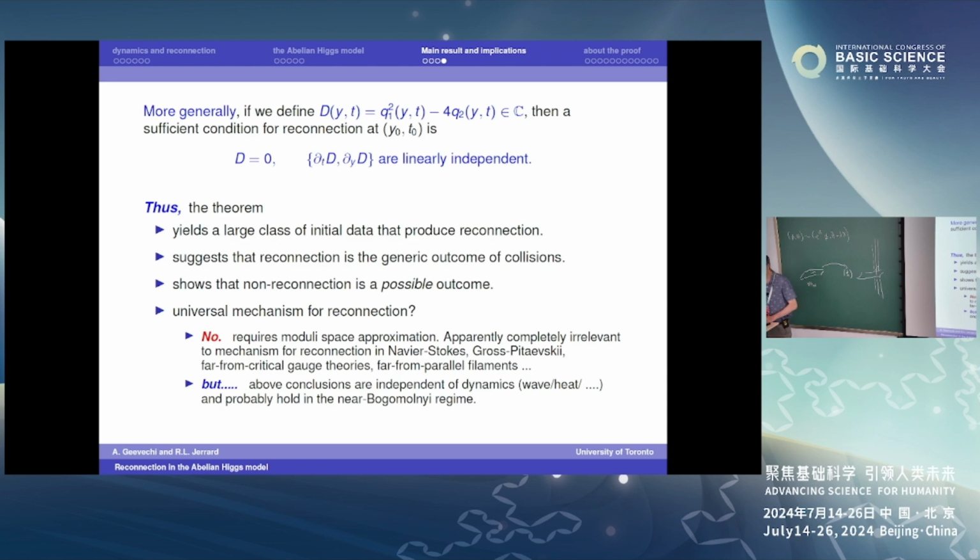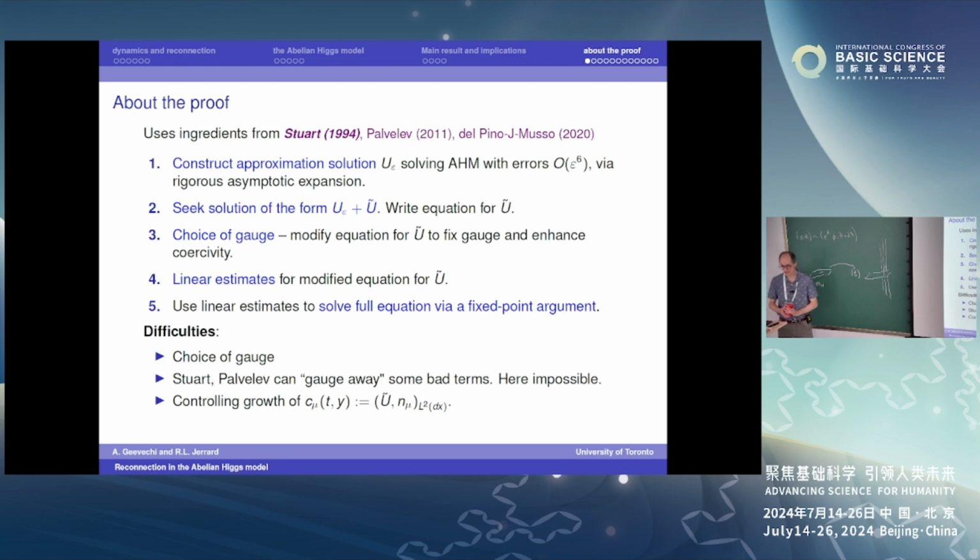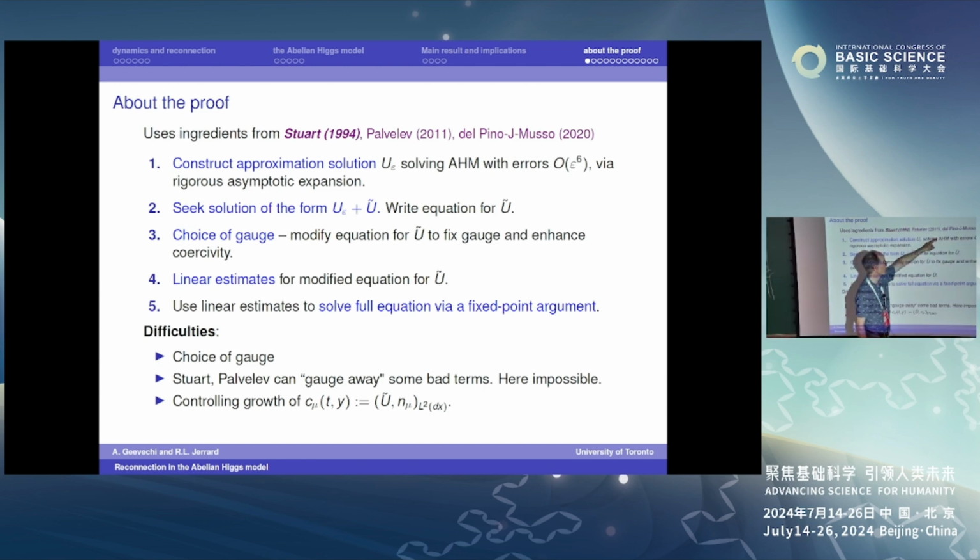So, okay, in the remaining time, I'll talk briefly about the proof. I'll try not to finish too late, so we can get back to the closing ceremony if we wish. The proof uses ingredients from a prehistory, Stuart, Pavlov, and it was also informed by work of myself with Zelpino and Musso. The strategy we'll use is a kind of gluing or a Lyapunov-Schmidt reduction procedure. We construct an approximation which solves the Abelian Higgs model to a very high order via essentially a rigorous asymptotic expansion. We then seek a correction U tilde, which will make this into an honest solution.